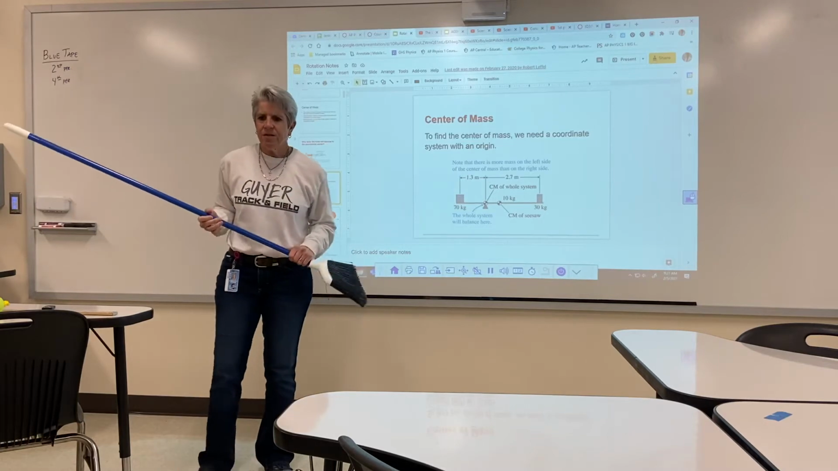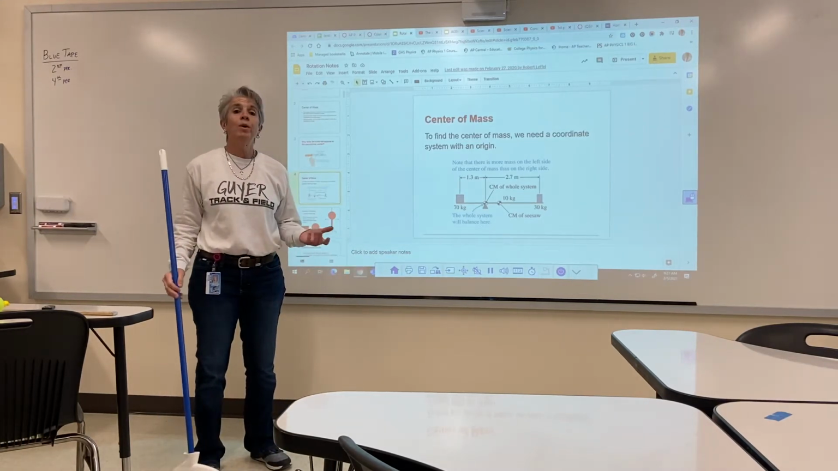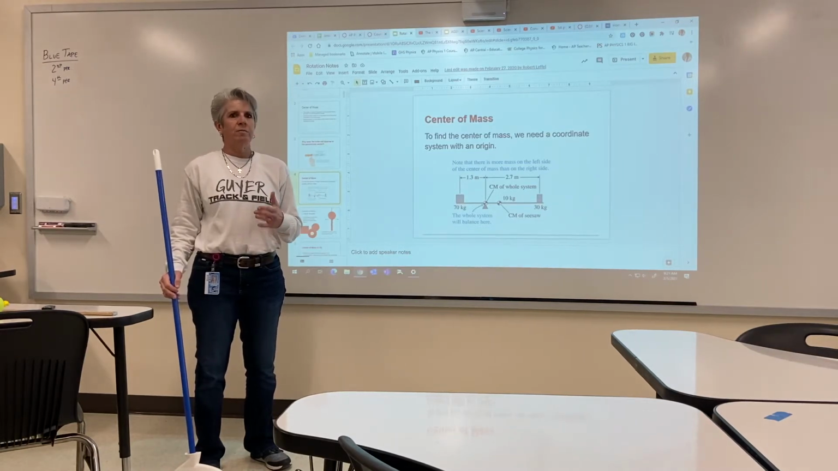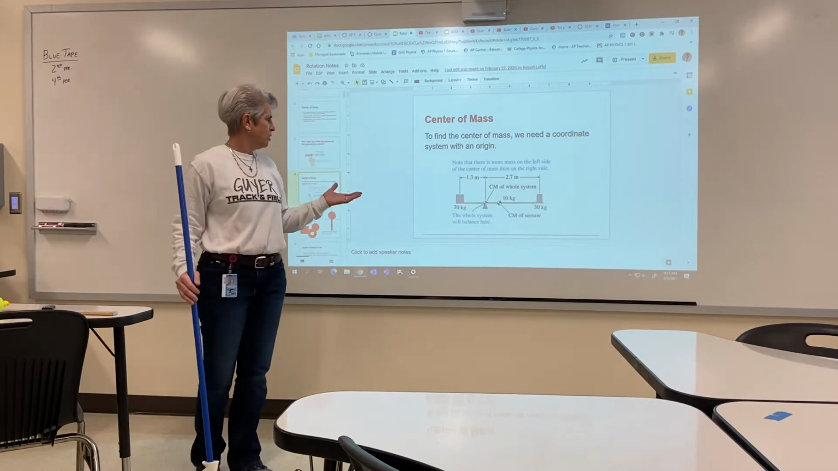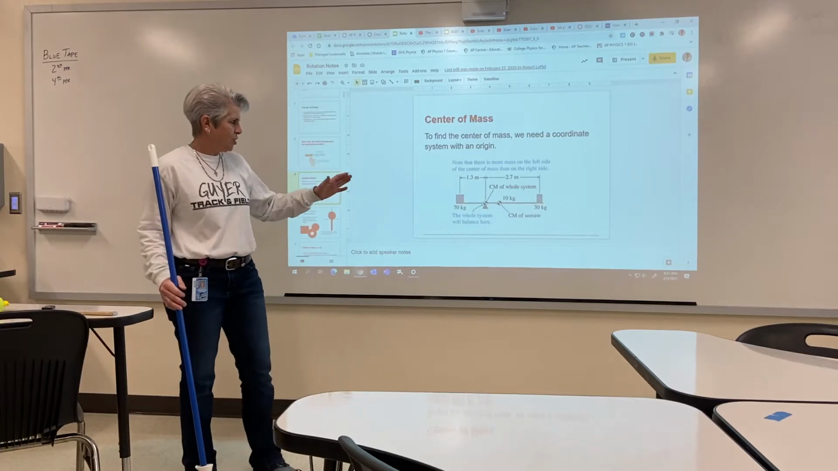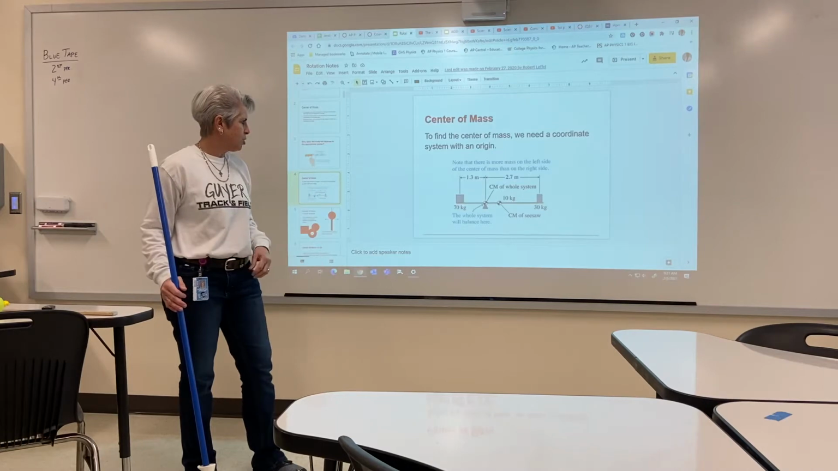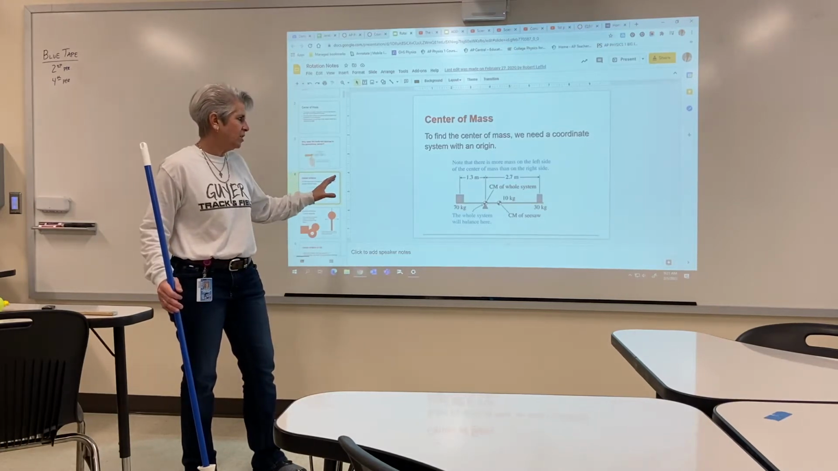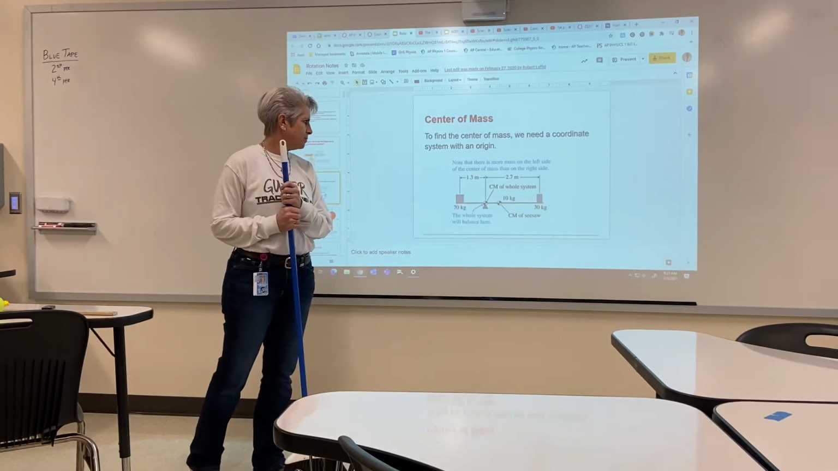So to find the center of mass of something, it's helpful to have a coordinate system, a place where we can measure from. How far away from zero is that center of mass? So consider this seesaw, and it's put at a position where it could rotate. There's a pivot point, so to speak, and then you have a 70 kilogram mass placed at the left side and a 30 kilogram mass placed at the right side.